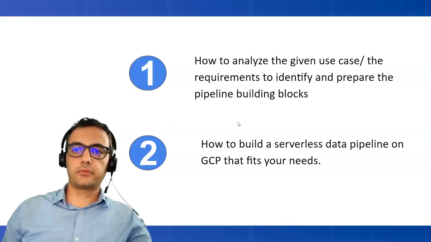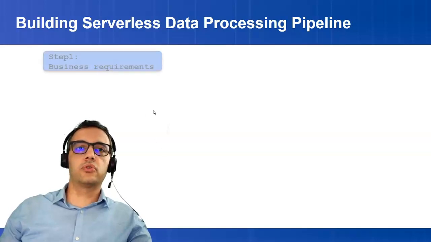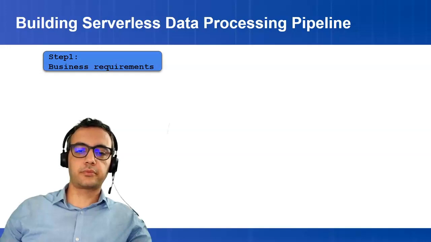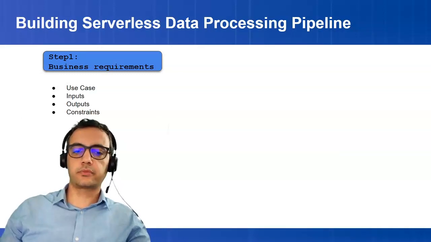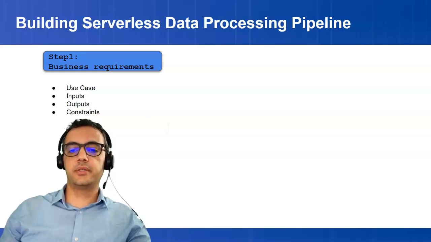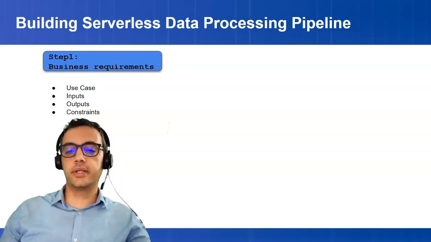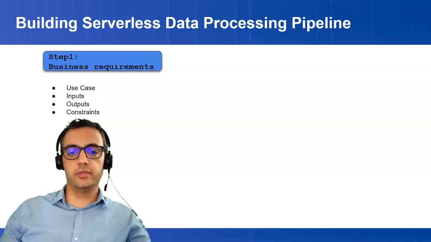So for building a serverless data pipeline, we have basically 3 steps. Step 1 is about the business requirement, and for this step, you need to understand your use case. What are your inputs? What are your outputs? Are there any constraints? By inputs and outputs, we mean asking some questions like, what's the business problem you are trying to solve? Is your business problem identified and really specific? And of course, what's the final result? What's the output you need?